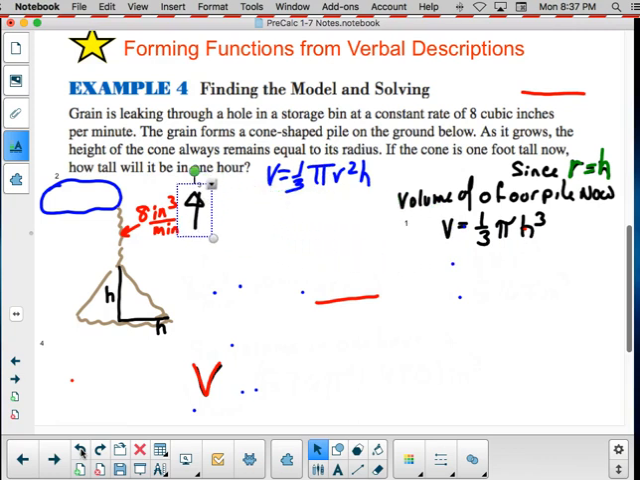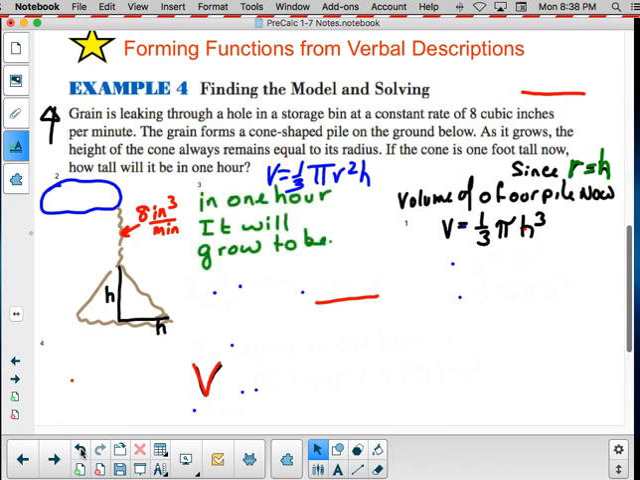Now, when I'm looking this over, let's see if we're missing anything. The grain is leaking through a hole in a storage bin at a constant rate of 8 cubic inches per minute. The grain forms a cone-shaped pile on the ground below. As it grows, the height of the cone always remains equal to its radius. If the cone is 1 foot tall now, how tall will it be in 1 hour? Okay, so right now it is 1 foot tall.